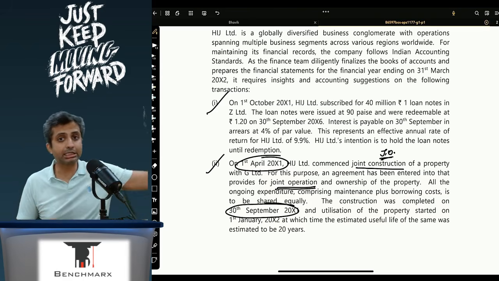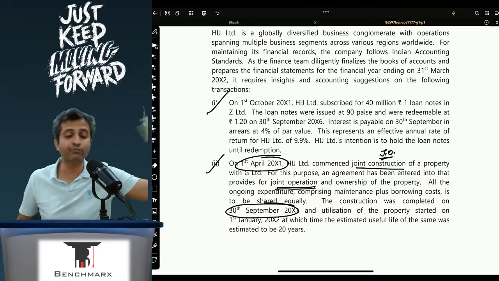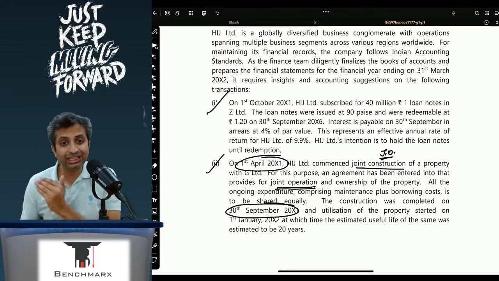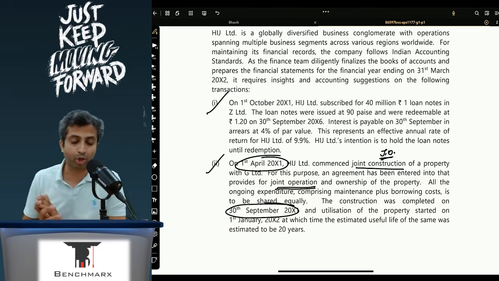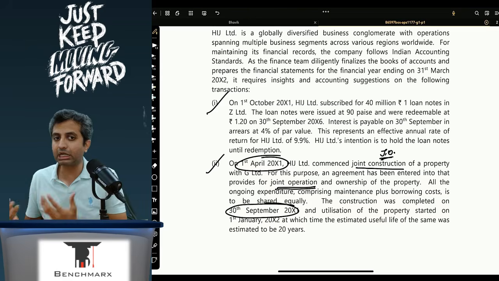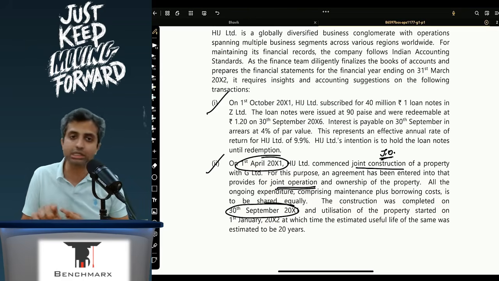However, in the Institute RTP question, it came in November 18, as well as in this question, in the MCQs, what they have done is they have capitalized the borrowing cost, assuming 6 months to be a substantial period of time. Now to be honest, this is a little unfair because unless they tell you that this is a qualifying asset, it is not a qualifying asset.